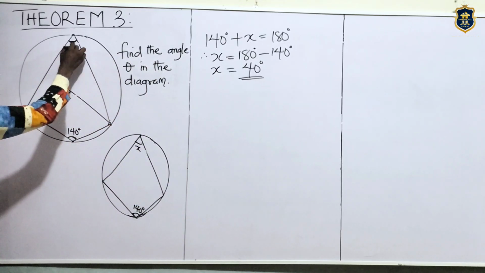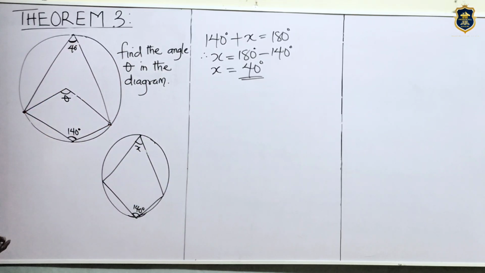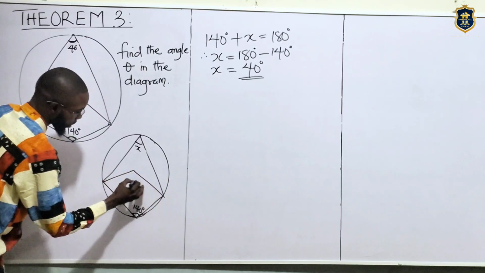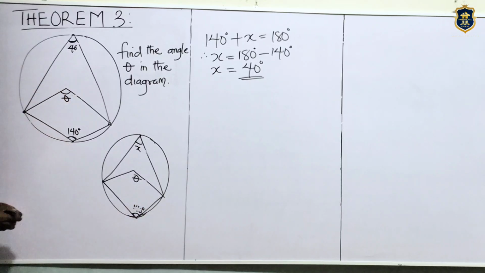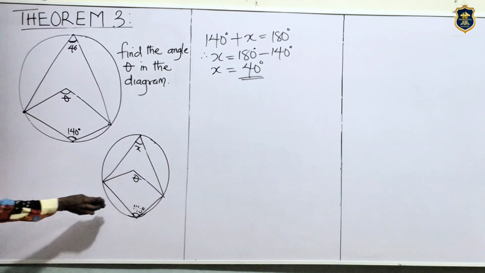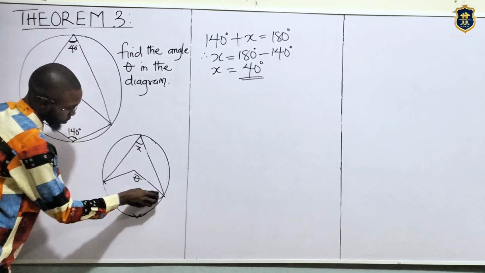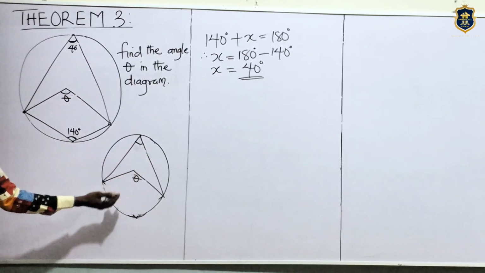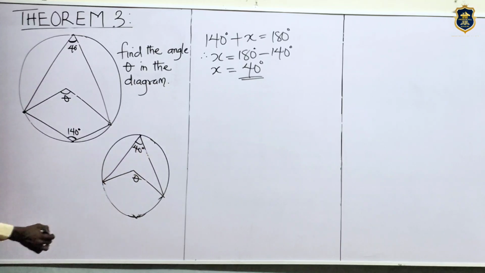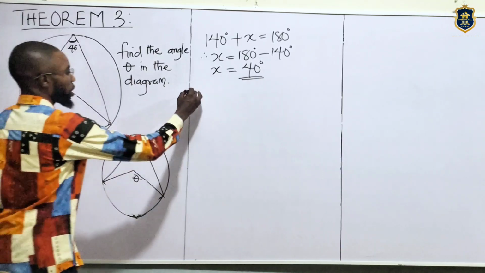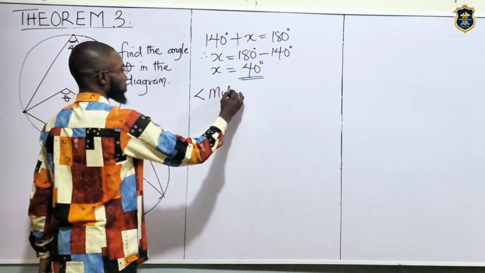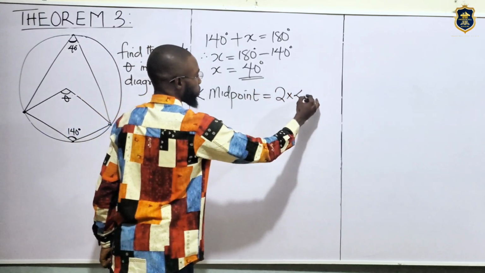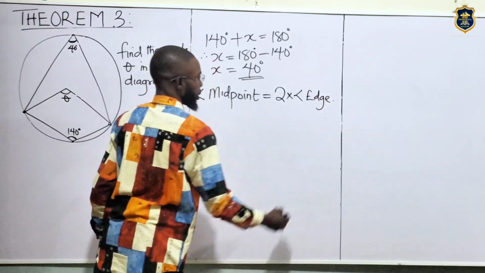Now we know that x is just 40 degrees, right? Now you watch, there is also something to find this angle here. For easy understanding, I can just remove this one. You'll see we are back to theorem 2. Because we now know what this is from theorem 3, we got the value of 40 degrees. We know that the angle at the midpoint is equal to 2 times the angle at the what? At the edge. Remember what I said then, right?